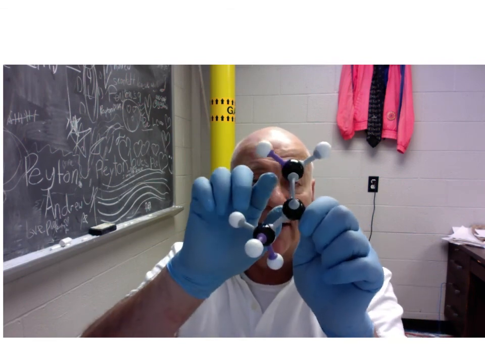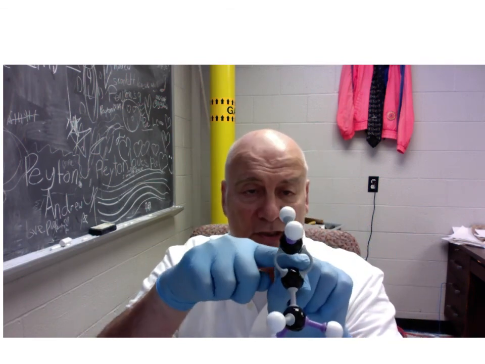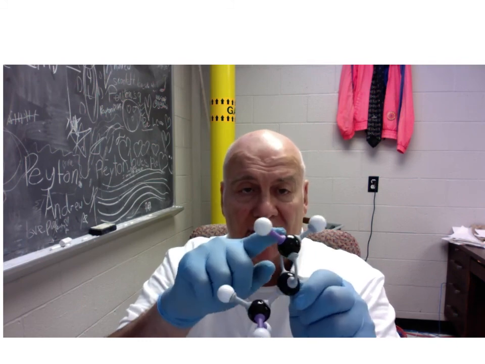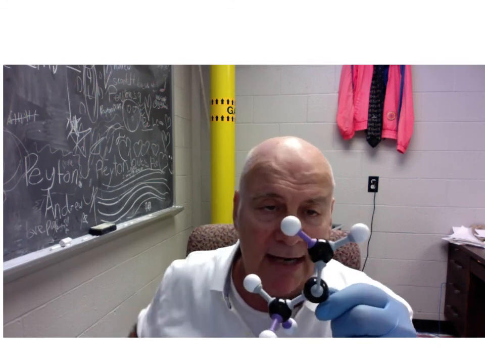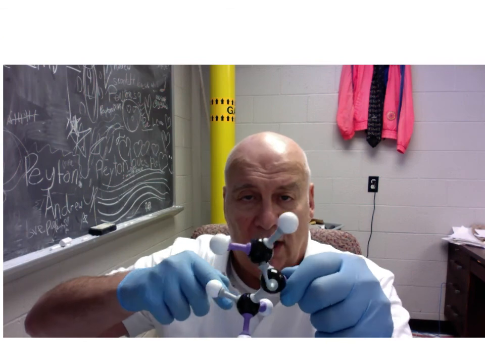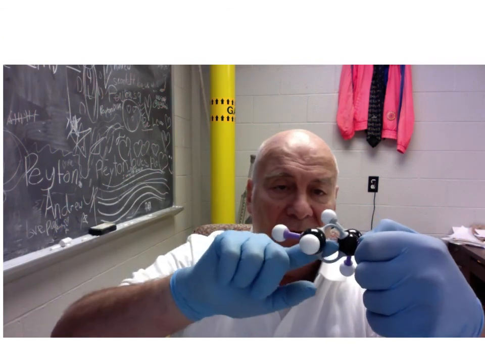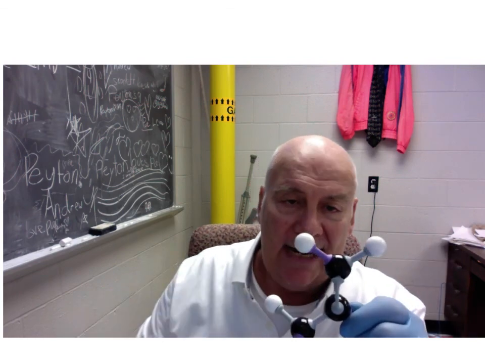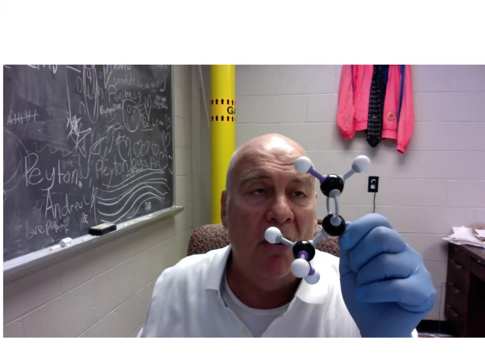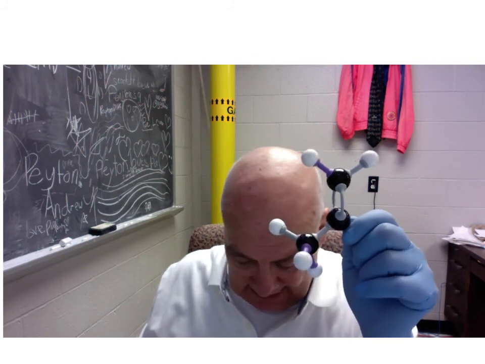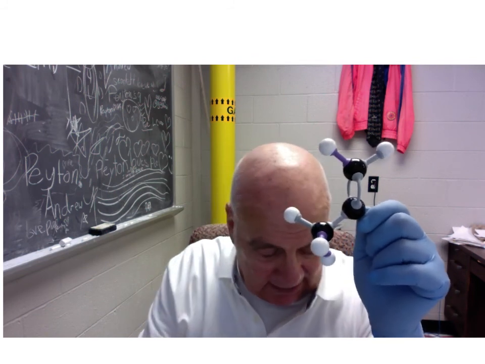This C up here has 3 things attached to it. A double bond to a carbon and 2 single bonds to hydrogens. These angles are 120 degrees. So this is a planar arrangement around this particular carbon, and there's 3 bonds as far apart as they can be. That would be what we call trigonal planar in that section of the molecule.